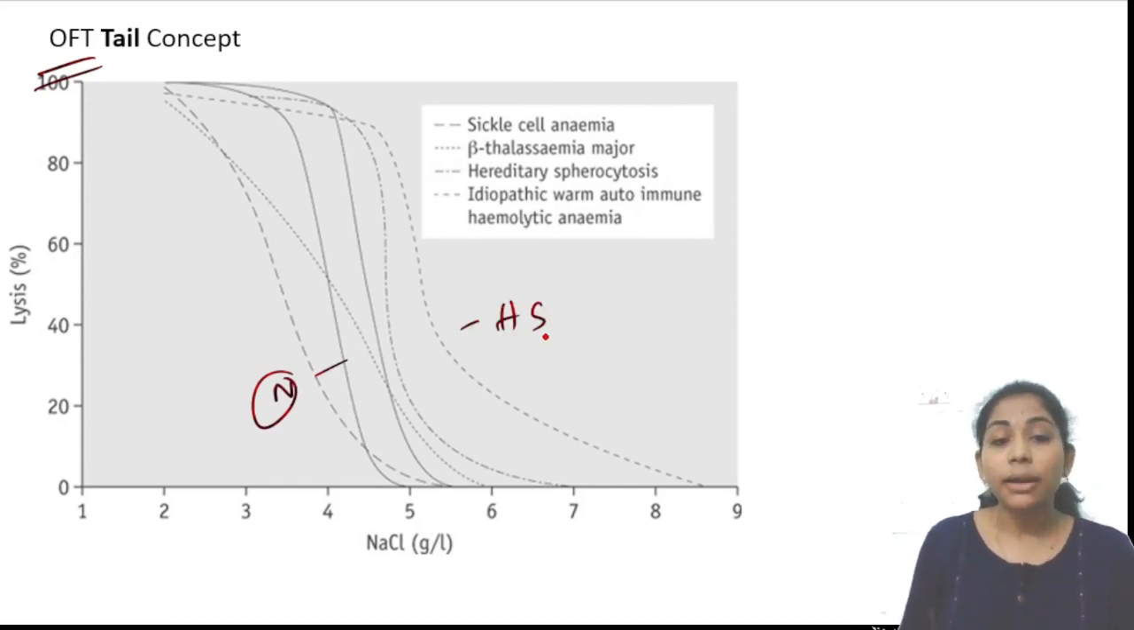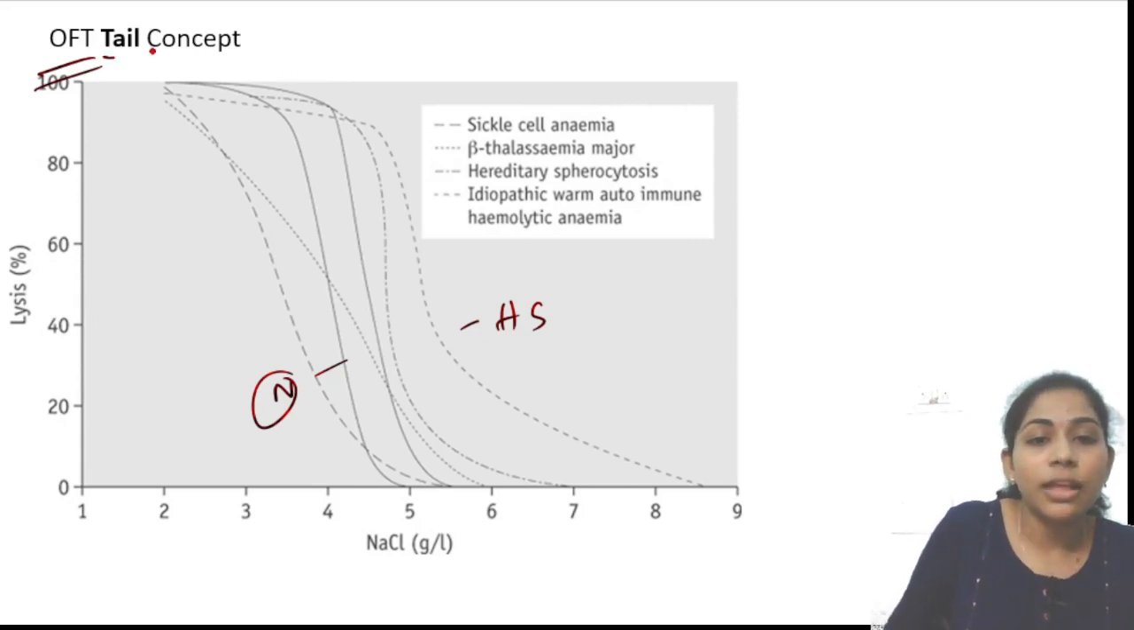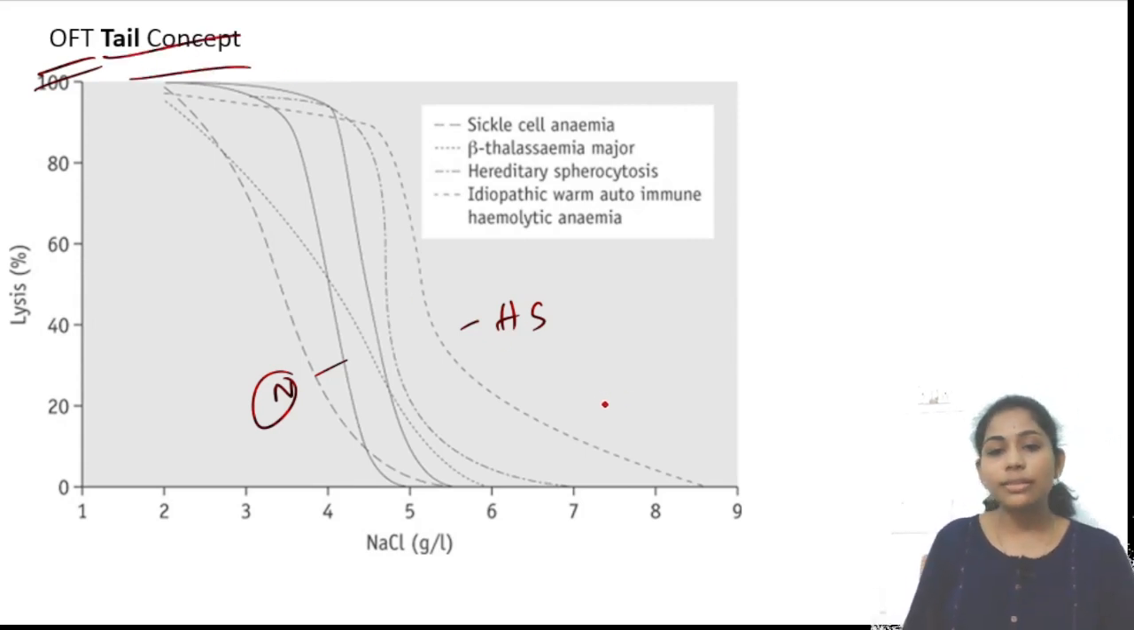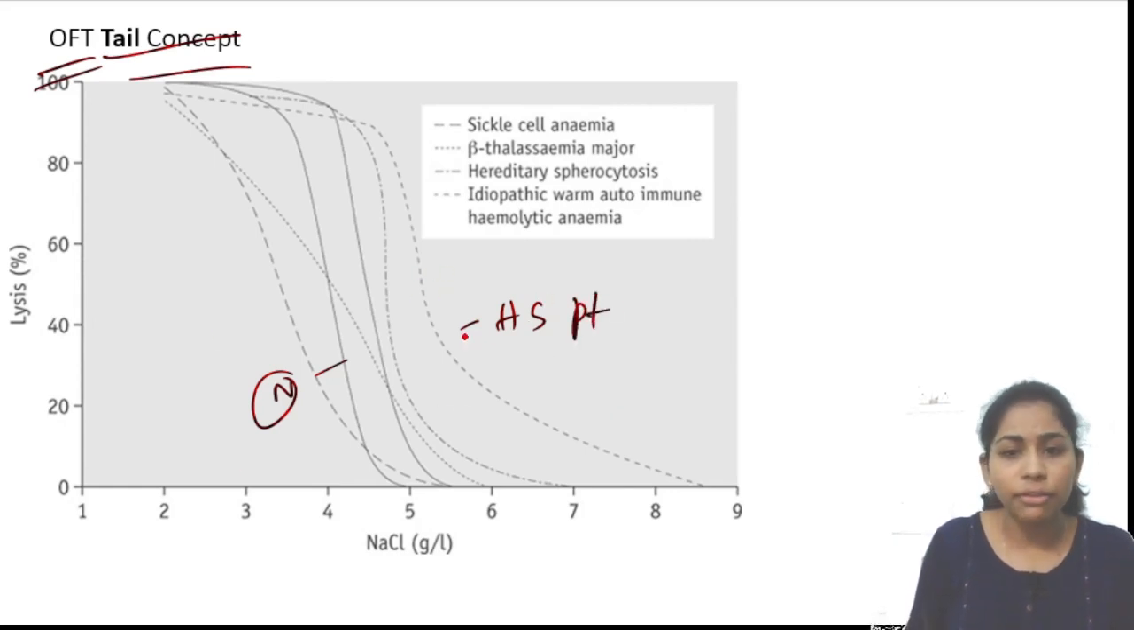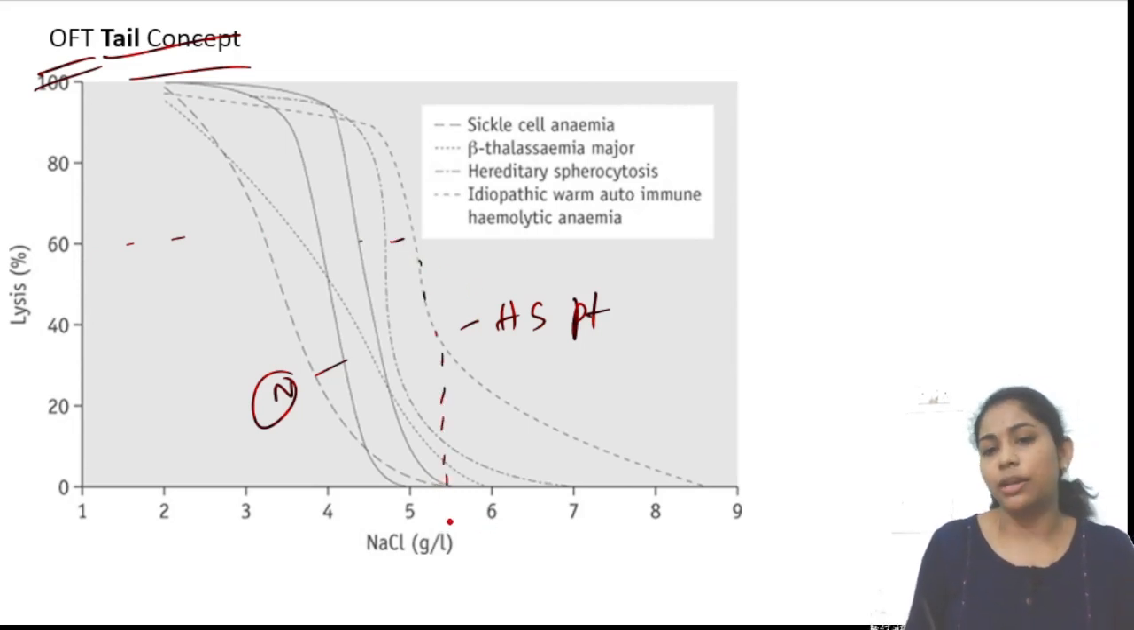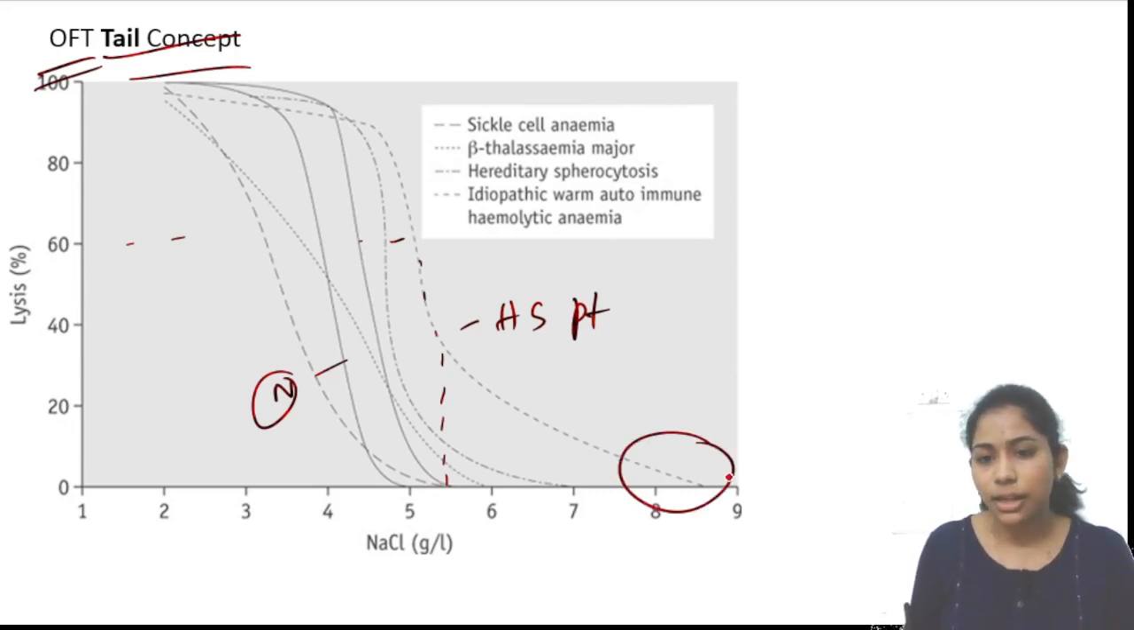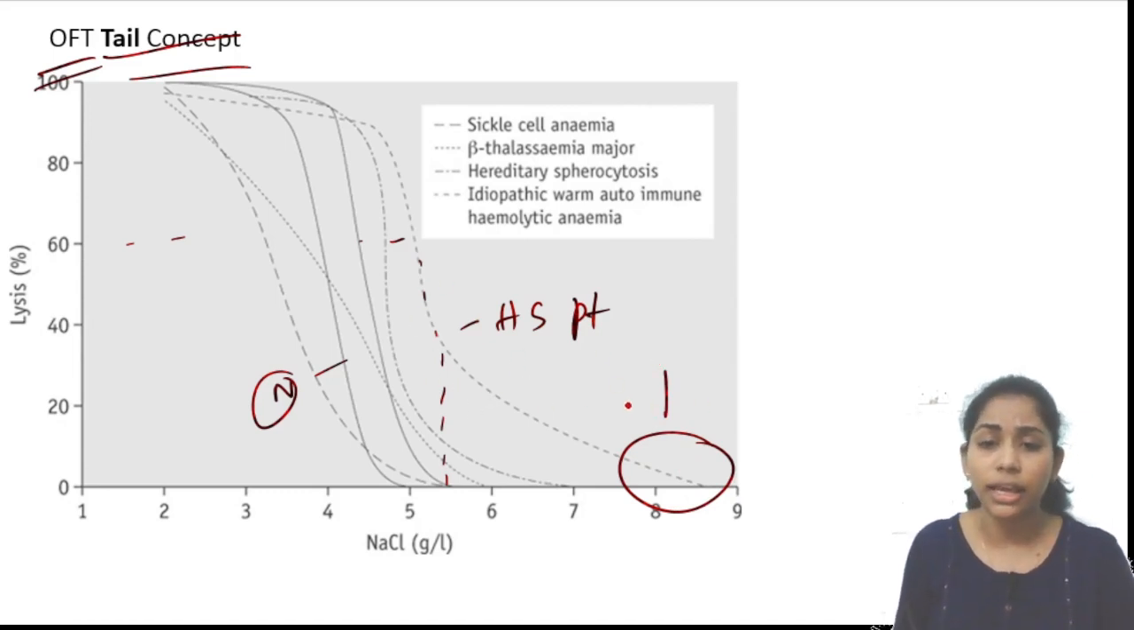Everyone knows this, but I want you to know one concept, which is the tail concept. What is this tail concept? In the HS patient's OFT graph, the majority, around 60% of the cells, are lysing at a concentration between 0.5 to 0.6. But if you trace this graph, can you see some cells here? They are lysing at the starting of the test itself, at 0.9, 0.8 concentration. Why? Everything is spherocytes, and the majority 60% are lysing here. What are these cells that are lysing even at higher concentration?